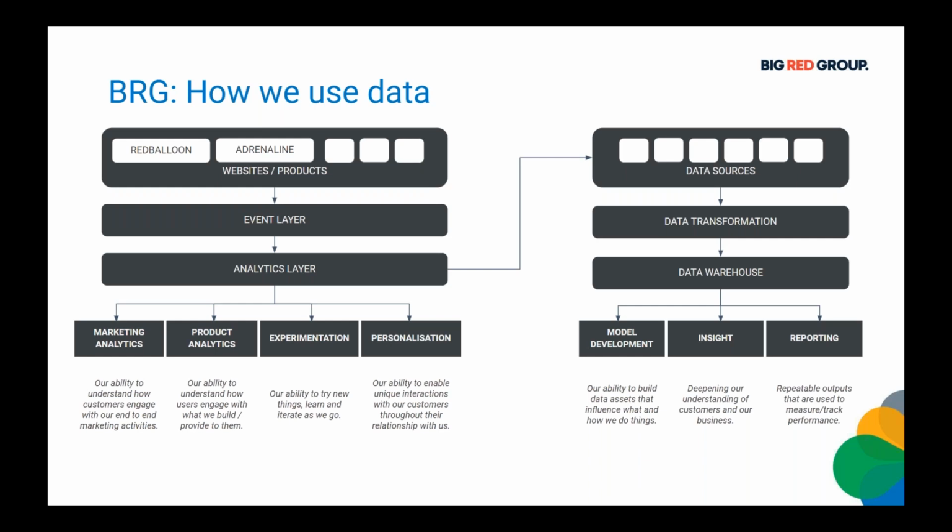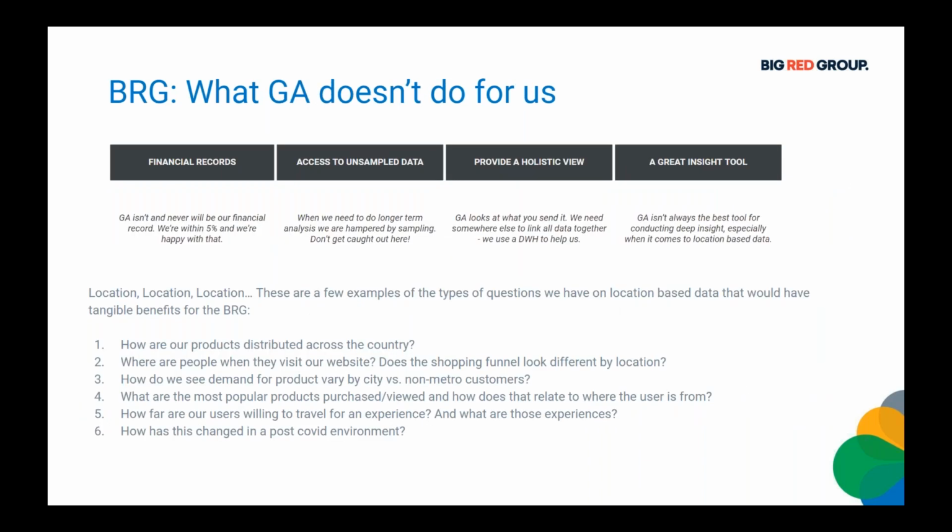On the right-hand side, I'm using the data warehouse to do reporting and insight, which I talk to as deepening our understanding of customers and our business, and then model development, as in our ability to build data assets which influence what and how we do things. In terms of GA and what we use GA for, we use it across 4 main areas really: reporting, insight, and then product and marketing analytics. But it's not perfect for us. It can't do everything. I see really there's 4 main challenges for us in what GA does. And on the next slide, I talk to them.